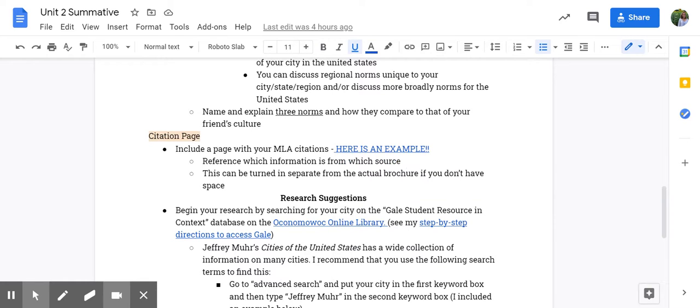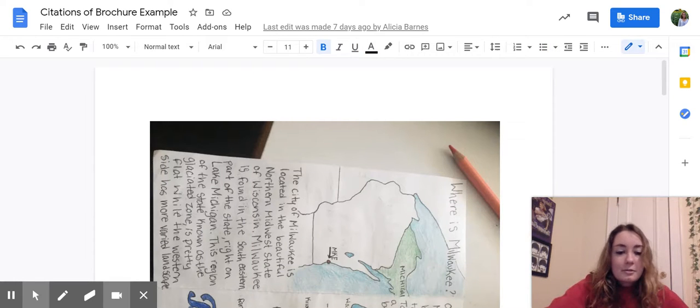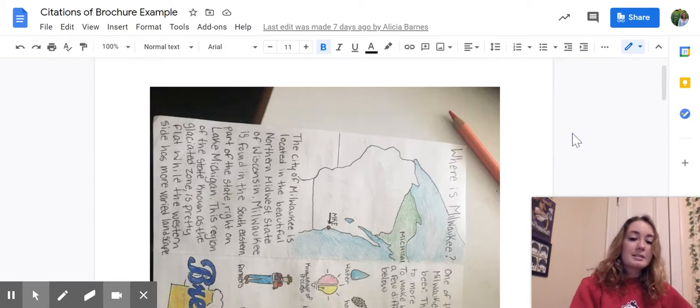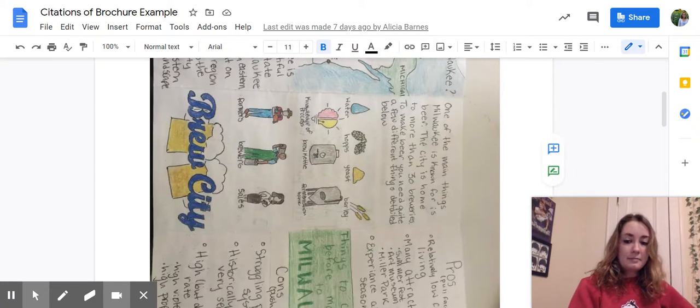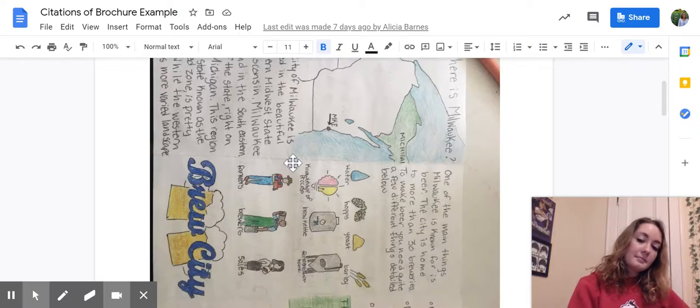So, and of course, we know this is really important with academic honesty. You need to have accurate citations, or else you could get flagged for plagiarism, and no one wants that because you could get that referral and potentially have to miss out on your sports season and have that on your record. So here's an example that Miss Barnes actually made that she did from Milwaukee.